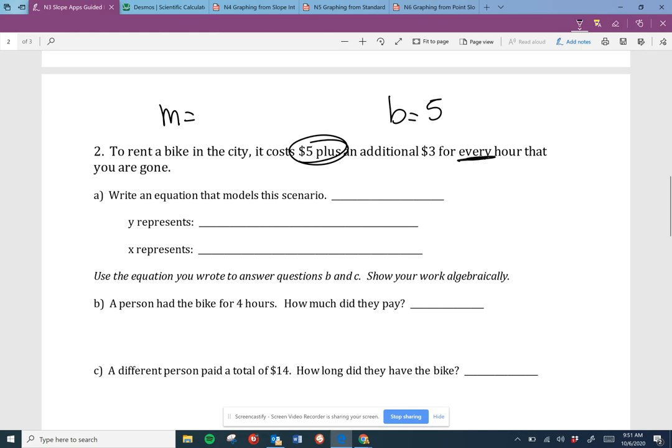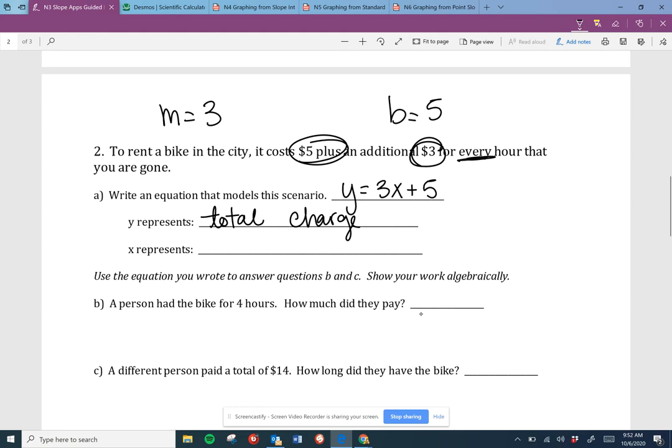So the output, what are we getting when we do $3 for every hour and we do the $5 additionally? We're still getting the total charge. You will see lots of totals happening in the outputs, okay? And then the x value is every what? So this is happening every hour. So that means that our x is going to represent the number of hours.